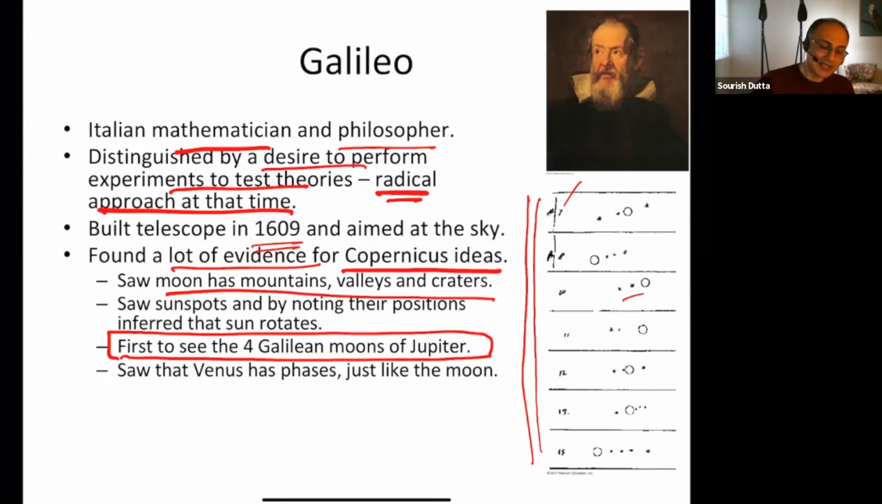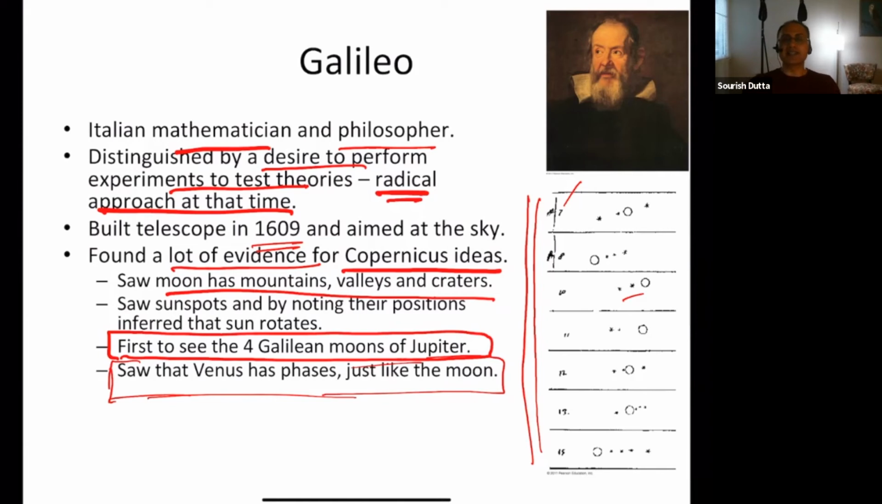And then there was another thing that really struck him, but not as much as the moons of Jupiter. He saw that Venus has phases just like the moon. In the video that I put up for Thursday's lecture, I explained why the moon has phases. I spent some time and showed a nice video with an experiment that showed why the moon has phases. Venus also has phases.